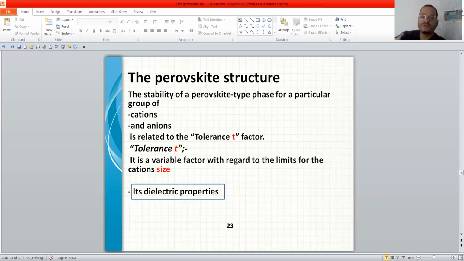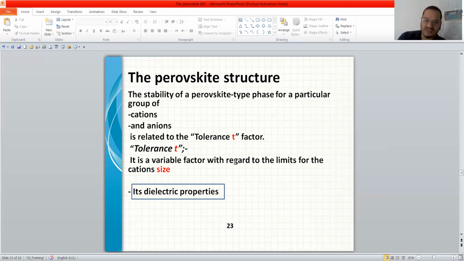The stability of the perovskite type phase for a particular group of cations and anions is related to tolerance. Tolerance is an important factor. Let me repeat that the stability of the perovskite type phase of a particular group of cations and anions is related to tolerance, or we can say T. That means the stability of the perovskite will depend on tolerance.